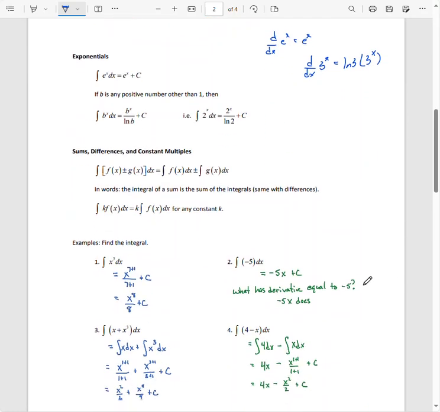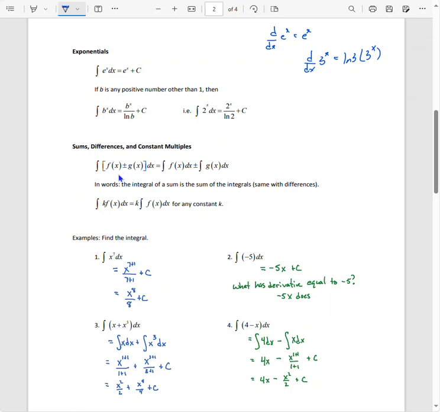Now, sums, differences, constant multiples, just like for limits, just like for derivatives, just like for all of our good mathematical operations, the integral of a sum or difference of functions is the sum or difference, respectively, of the two integrals. Constants can be brought in front of the integral, so we can find the integral of f of x and then multiply by our constant, just like when we did derivatives. K times f of x, we know that was k times the derivative of f of x. All right, same idea with antiderivatives.